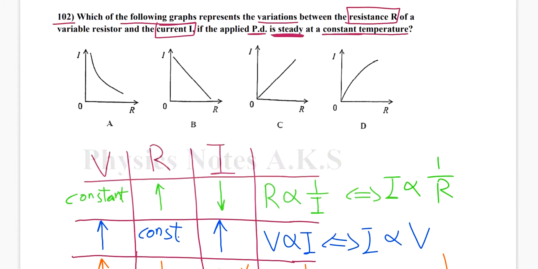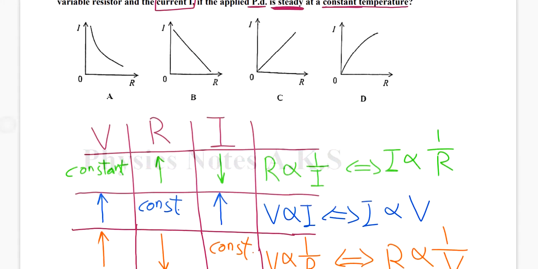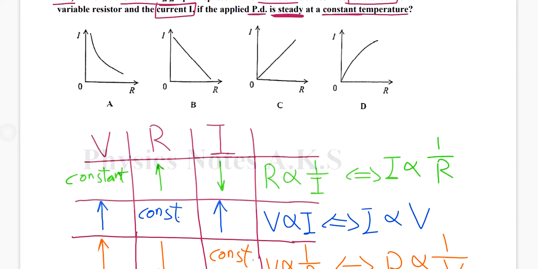So, our question is asking about the relation between I and R, current and resistance, at a constant potential difference. So we are in this case, okay, notice they are inversely proportional and it's a linear relationship. So the correct answer will be B. Okay, inversely proportional and linear relationship.